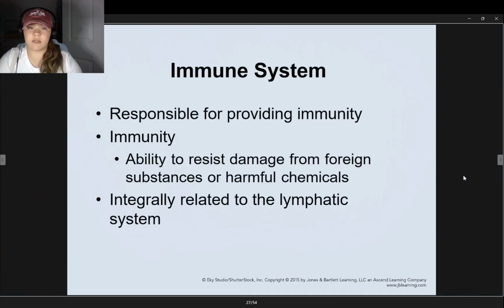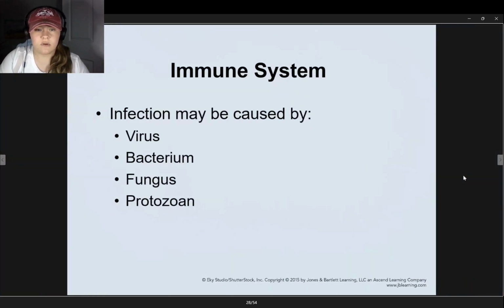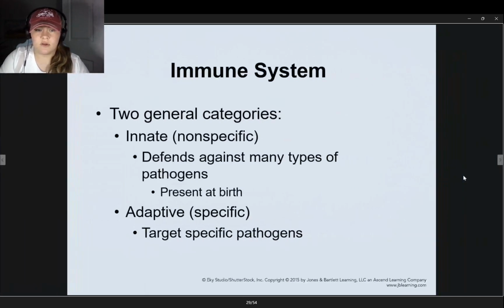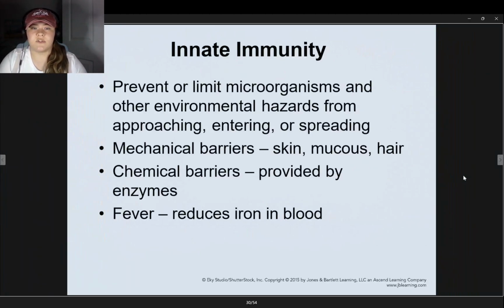The immune system is mainly responsible for providing immunity, and immunity is the ability to resist damage from foreign substances or harmful chemicals. It's integrally related to the lymphatic system, which is why they're paired together. Infection is caused by a virus, bacterium, fungus, or protozoan. In general categories, you've got the innate, which is non-specific. It defends against many types of pathogens and is mostly present at birth. You've got adaptive, which is more specific, and targets specific pathogens to prevent or limit microorganisms and other environmental hazards from approaching, entering, or spreading.